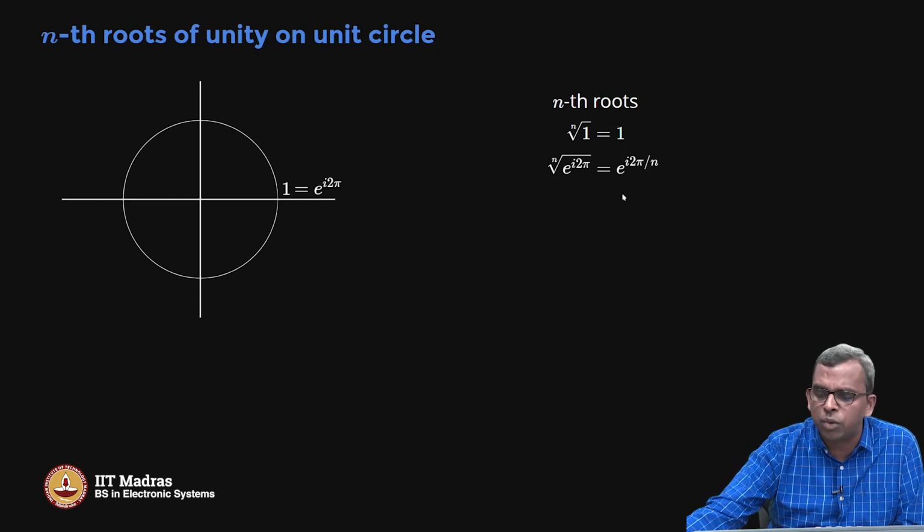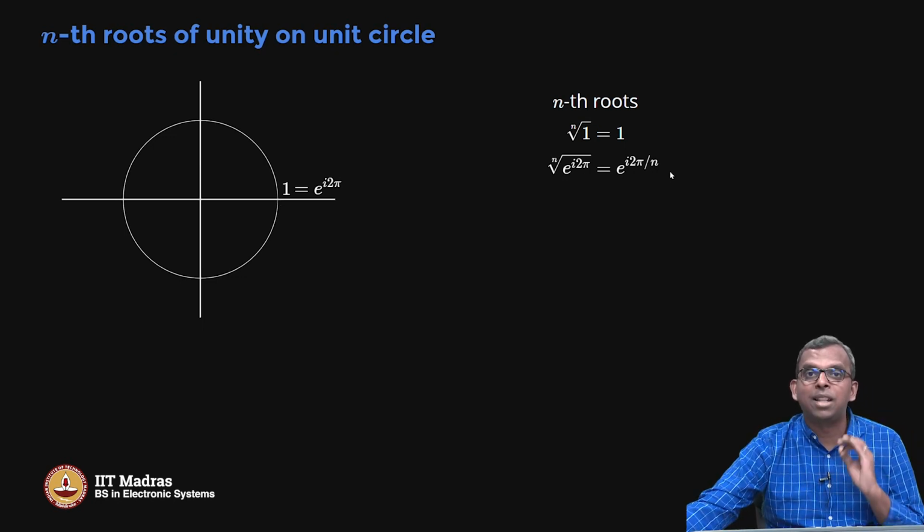Now this is very easy to visualize in so many ways. Remember, i2π/n will be some angle here, say 2π by 5, 6, 7, whatever, some angle here. Now if you multiply it with itself n times, which is raising to the power n, 2π/n will become 4π/n, 6π/n, like that. Finally, if you do it n times, you will come back to 2π. So e^(i2π/n) raised to the power n is actually e^(i2π), which is 1. So e^(i2π/n) is a legitimate nth root of unity.